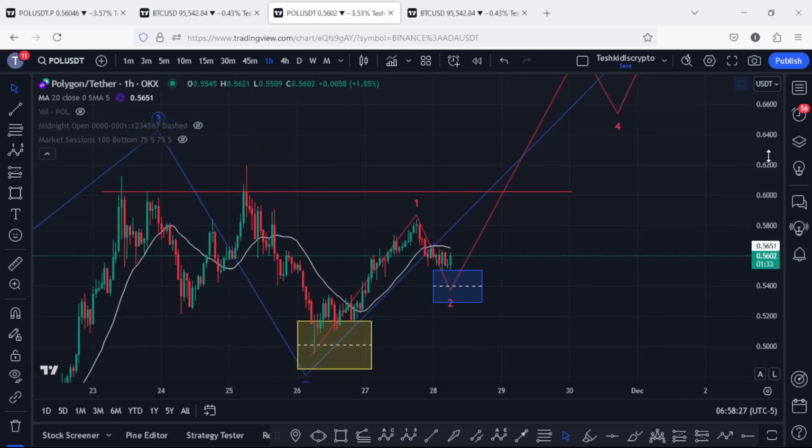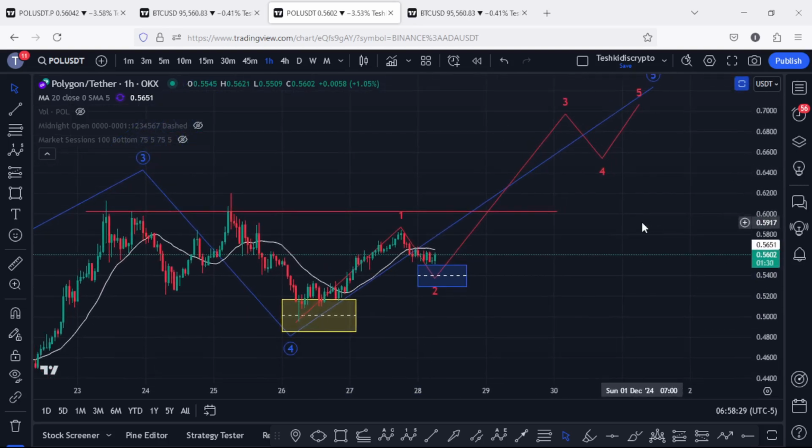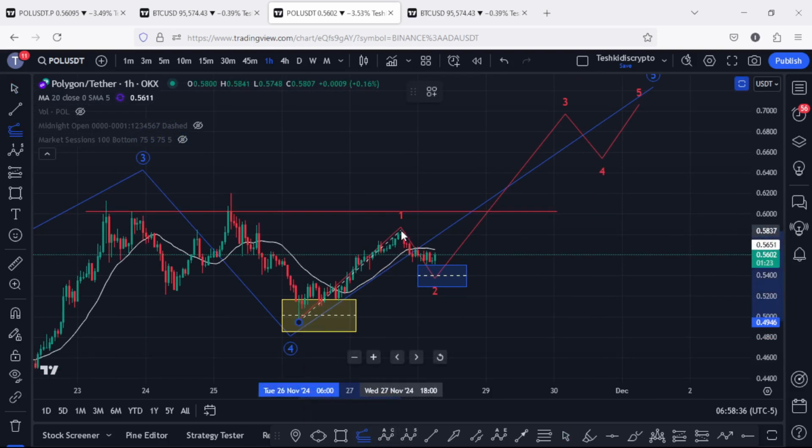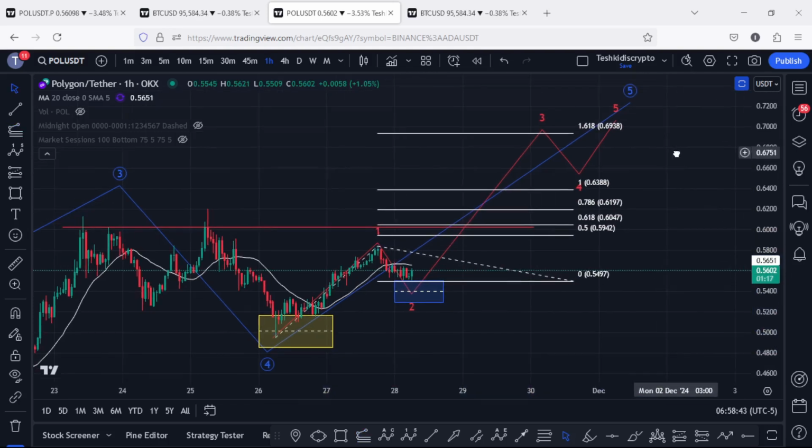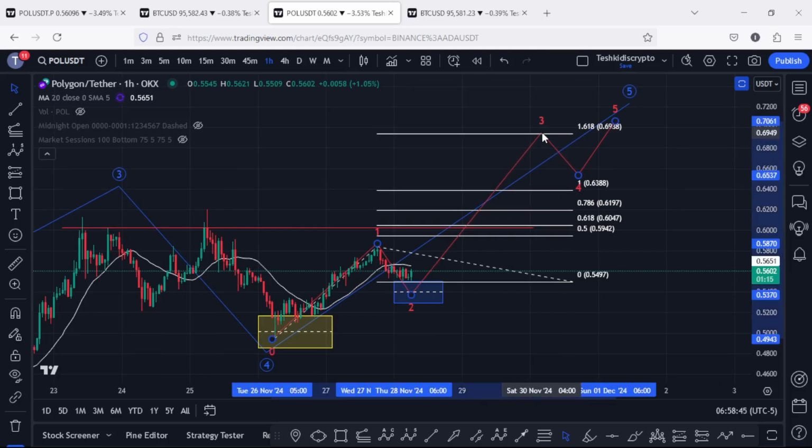in what could be the start of an impulsive additive count 3, whose minimum target areas can be given by connecting the trend-based Fibonacci from the low of the first wave to the high of the wave 1, then dragging the fibs to the low of the second wave, giving me a minimum target area for the third wave at the fib level 1.618, and that is above the 0.6938. That is my next target area once we manage to break above our key area of resistance above the $0.6, flipping it back into support.